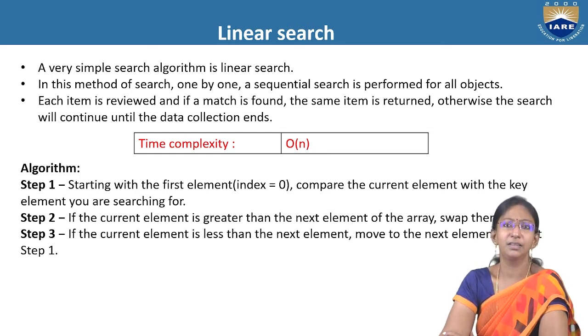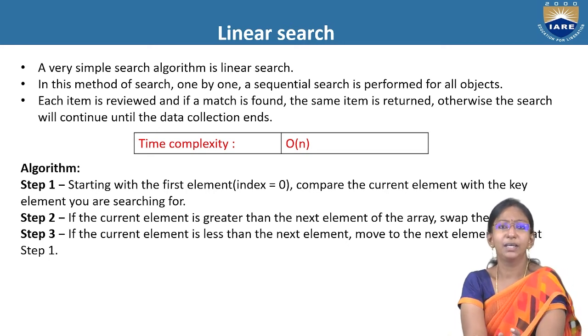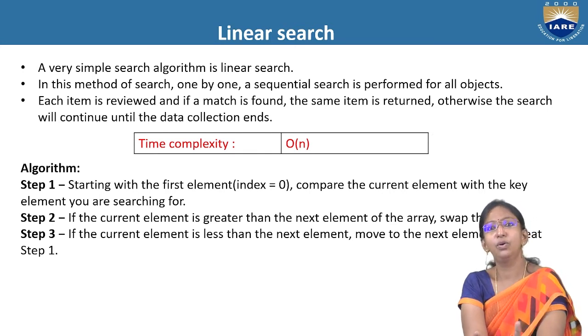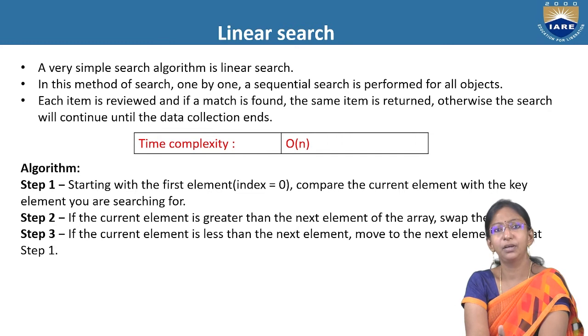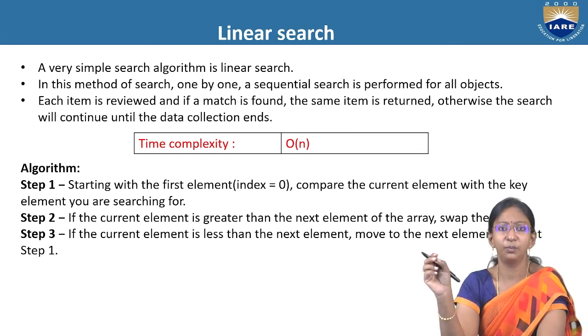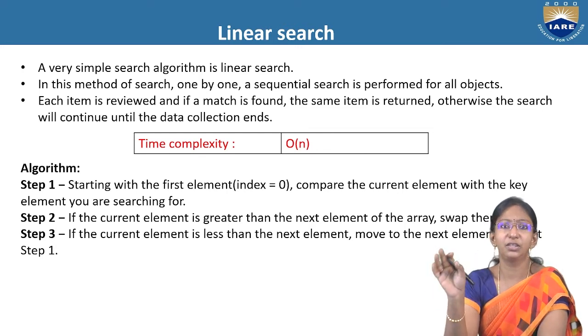The algorithm says to start with the first element, that is the index value 0. Compare the element with the key element which you are searching for. If it is not the same, go to the next element and compare. Repeat this process until you find the element. If you reach the last element and check whether it is equal to the key or not, and if it is not the key, just return and say that the element is not found.